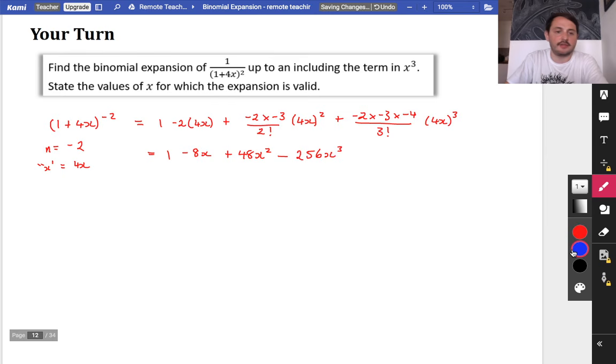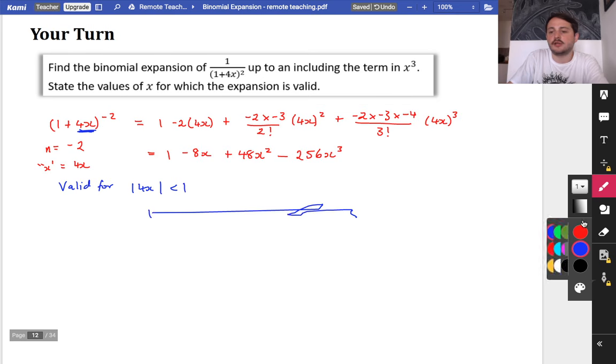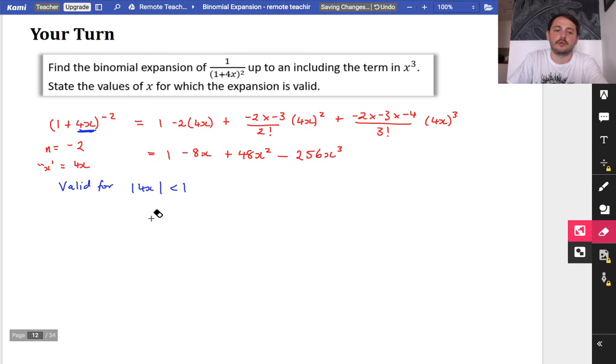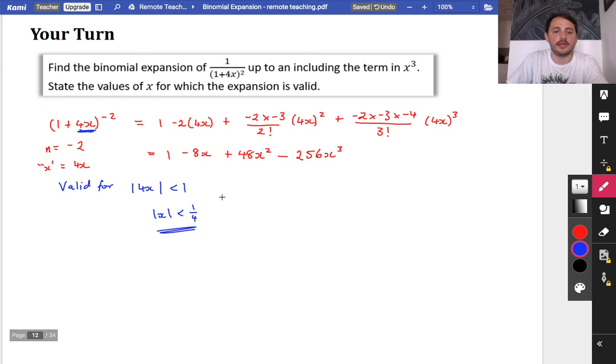Now remember, this is valid when this thing here is less than 1. So it is valid for the modulus of 4x being less than 1. In other words, the modulus of x being less than a quarter. Okay, you could substitute in some values to the left-hand side and the right-hand side here, and if you get them really close to each other, then it should work out.